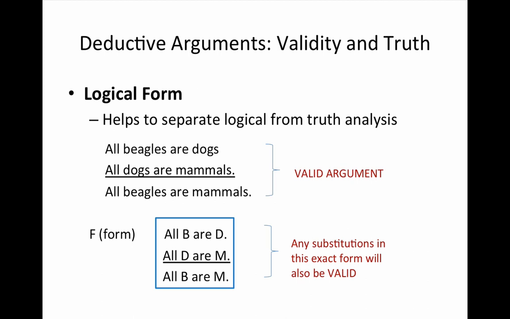So here's another thing that you can think about when you're thinking about validity. Validity is not about the content of the argument. It's not about the actual truth or falsity of the sentences in the argument. It's about the structure or form of the argument.